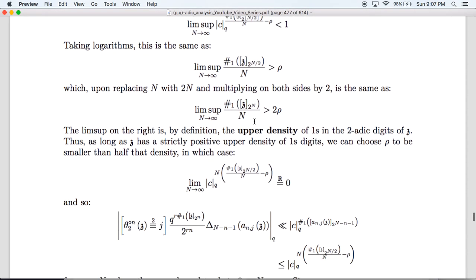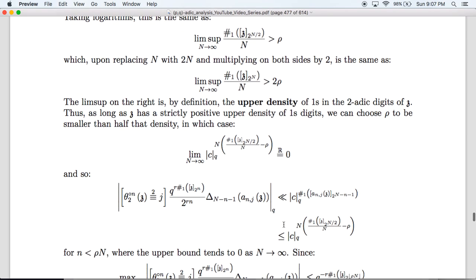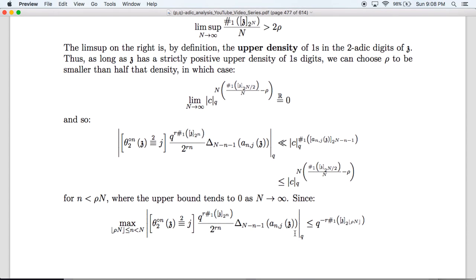And so that gets us what we want. So then for little n less than rho big N, where rho is chosen to make this limit true, we then have this bound, and this term will tend to 0.